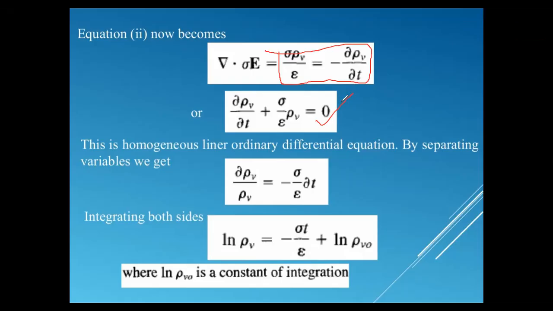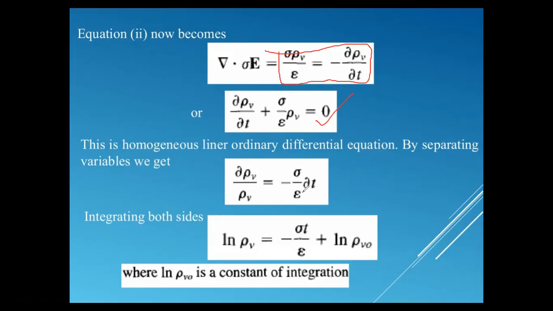We have studied linear differential equations in the plus 2, and there is a method to solve the linear differential equation that is known as variable separable. Do you remember? So here we have used the variable separable. So I can write del rho v upon rho v, taking this side, divided by rho v, is equal to minus sigma by epsilon del t. Any doubt?